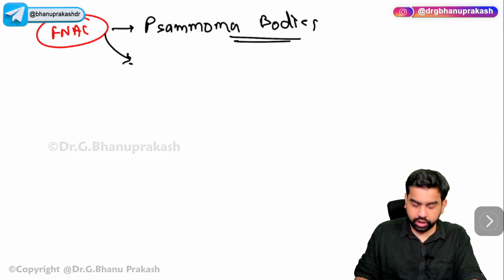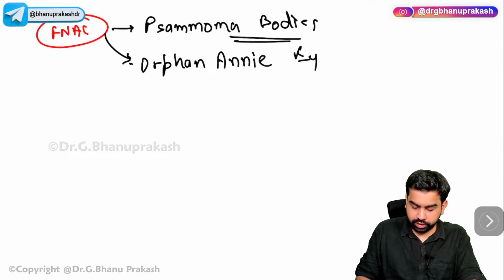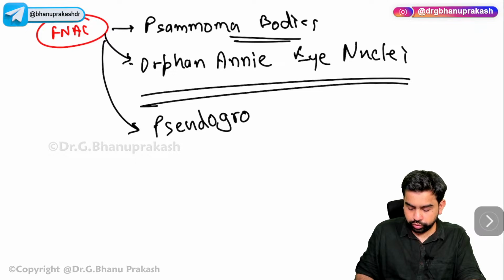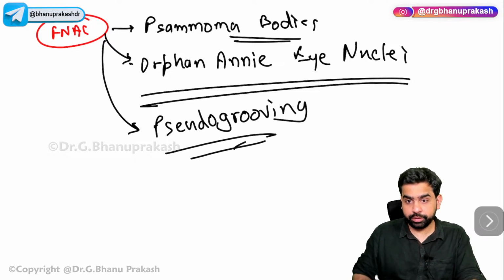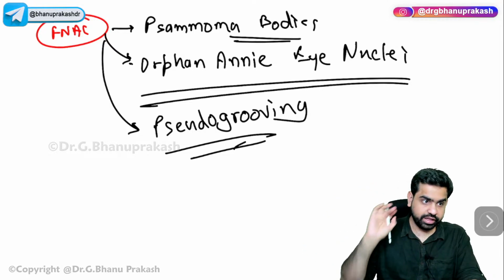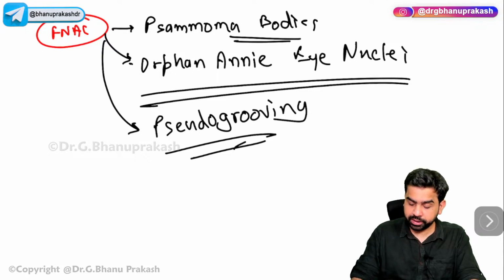Or what you can have, you can also have what you call orphan Annie eye nuclei, and you can also have pseudo grooving. So all these are the features which you get on the FNAC in these particular patients. I hope you have understood this particular point, right?